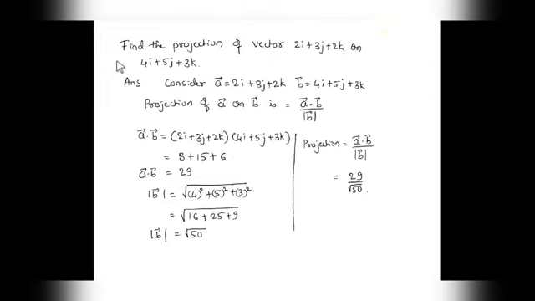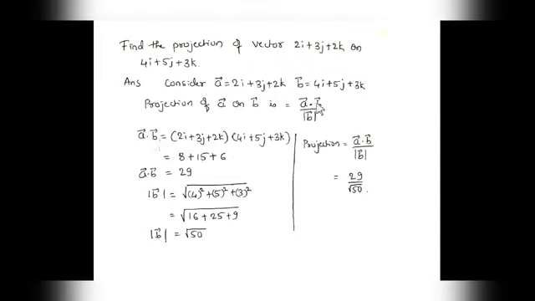Here we have one more example. Find the projection of vector 2i plus 3j plus 2k on 4i plus 5j plus 3k. Projection of this on this we have to find out. Let's consider this as vector A and the second vector as vector B. It means that we have to find out the projection of vector A on vector B. We have formula for this, that is vector A dot vector B divided by magnitude of vector B this time.